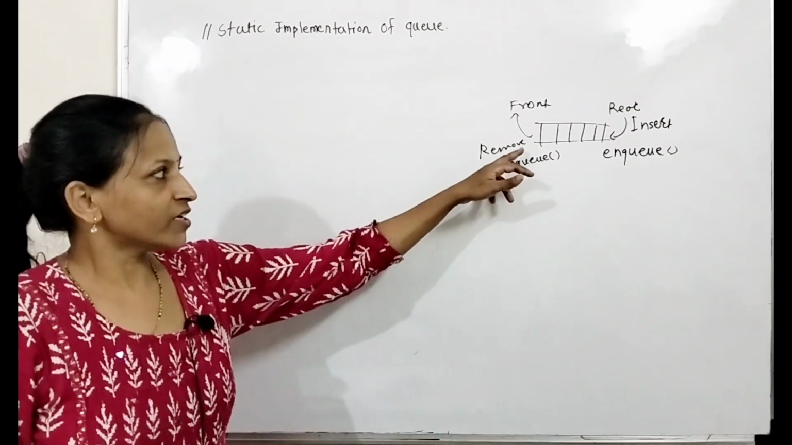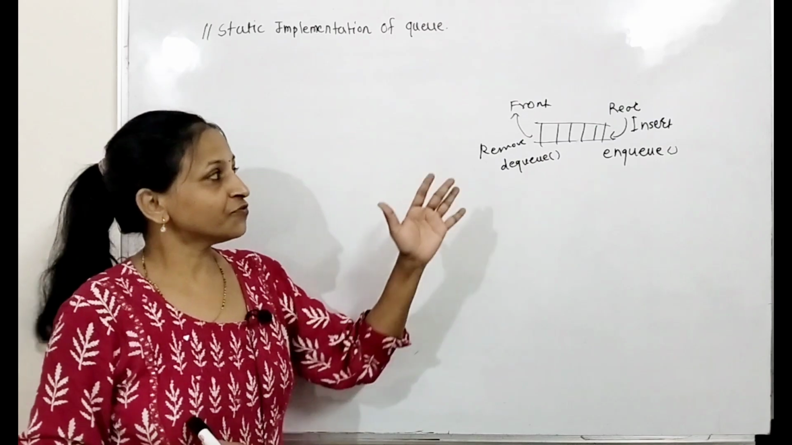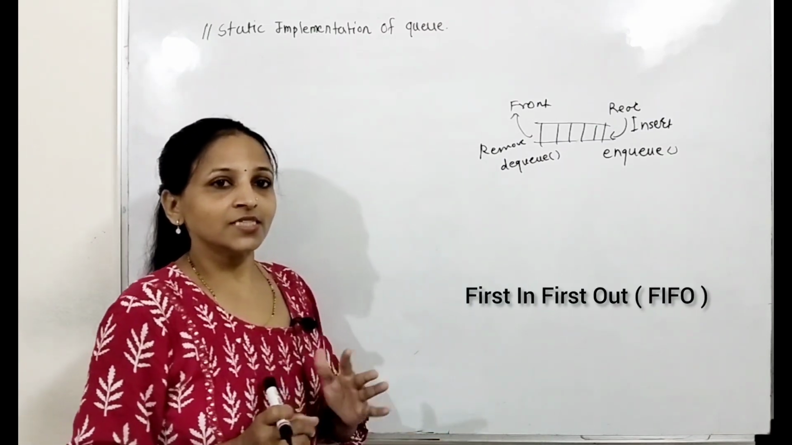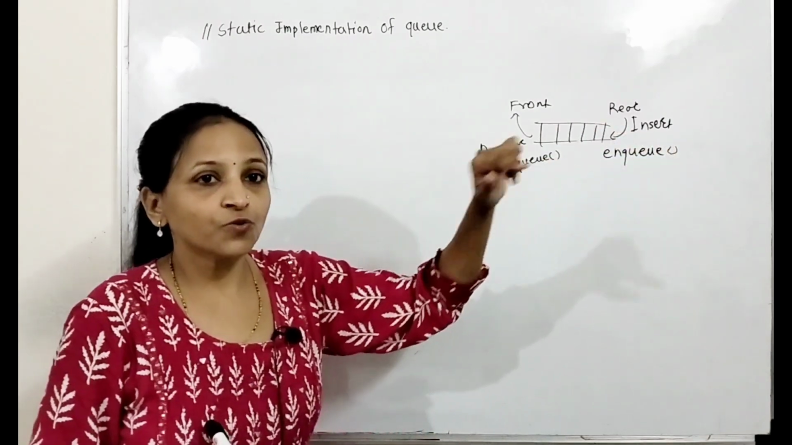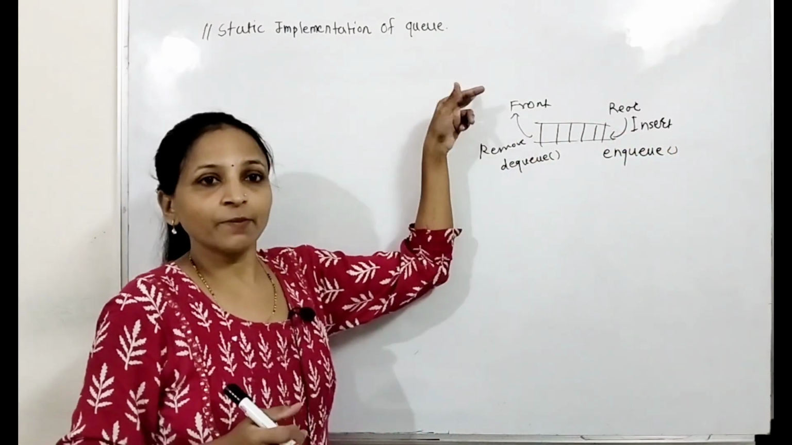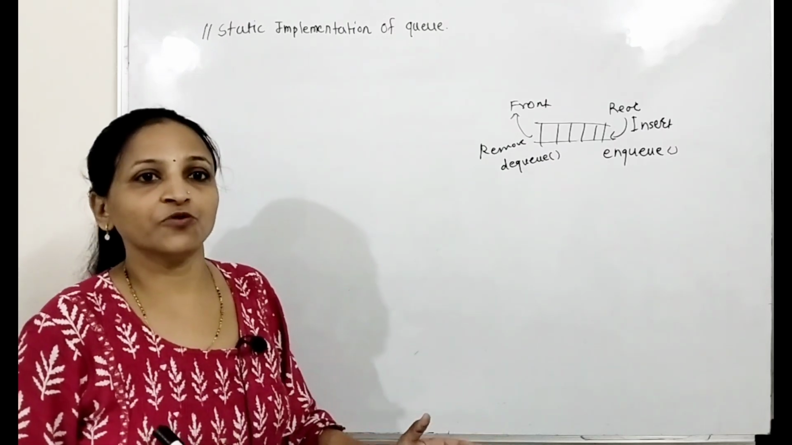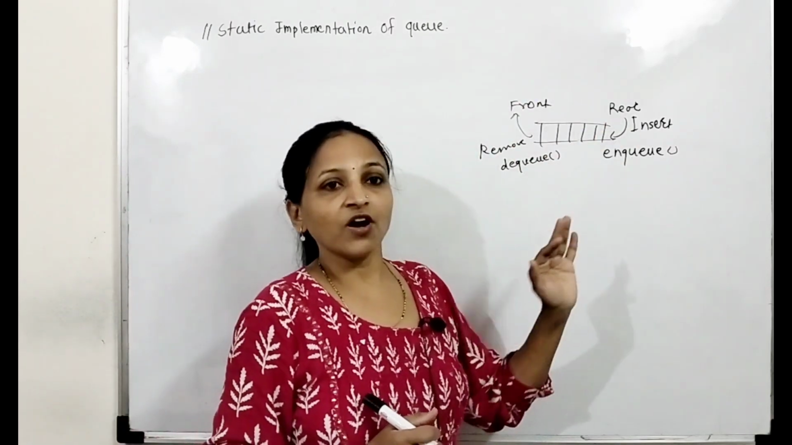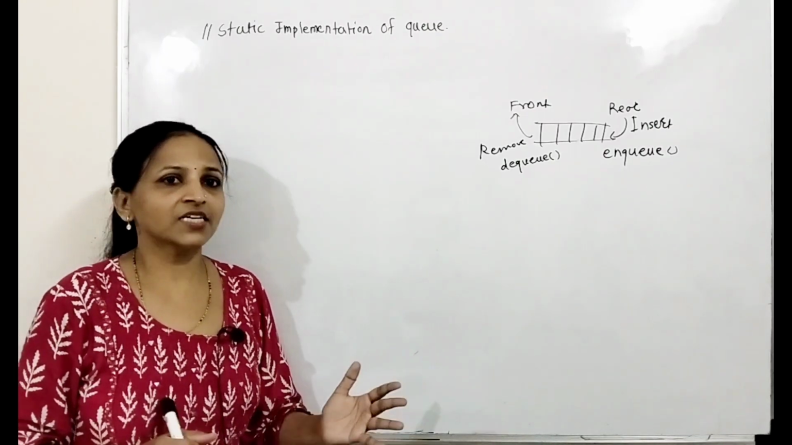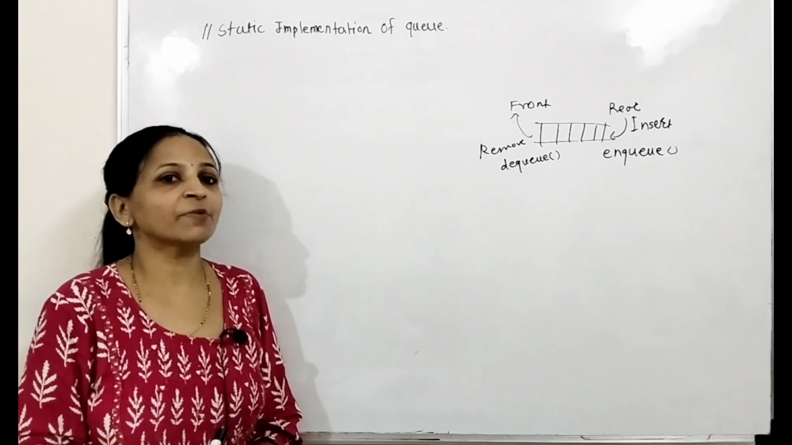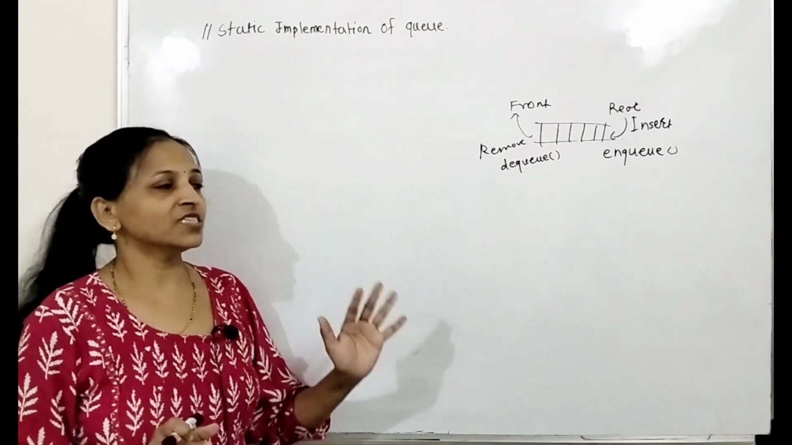Whatever element is inserted first will be removed first. That's why it is called a first in first out data structure. You have to take care about these points: you have to insert the element through rear only, you have to remove the element through front only, and whatever element is inserted first will be removed first. Keep these points in mind while implementing this queue data structure, whether you are using static implementation with the help of array or dynamic implementation with the help of linked list. For both you have to consider these points.